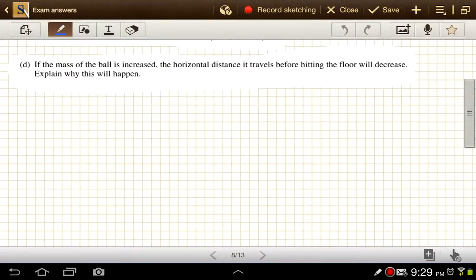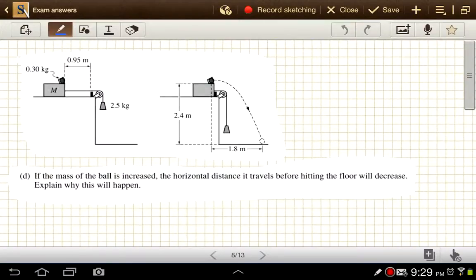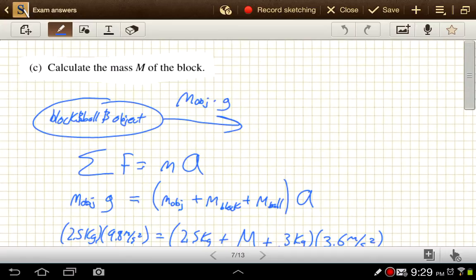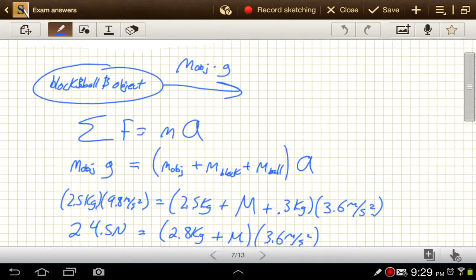And the last piece. As the mass of the ball is increased, the horizontal distance it travels before hitting the floor will decrease. Why does this happen? Well, if we come back to this situation, we can see that the net force on this system would be unaffected by changing the mass of the ball. All that matters there is the mass of the object and the free fall acceleration of gravity. But the overall mass of the system would be affected. So if force remains constant, but the mass increases, then acceleration must decrease.